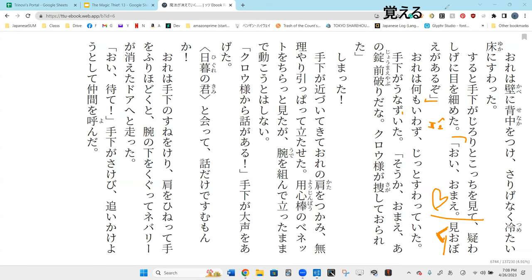Basically. So, oboeru is to remember, but now we have a compound word using miru, right? So, miru plus oboeru. We're combining the meanings together rather than saying I look and I remember, to basically mean I see you and it's jogging my memory. So, you look familiar is mi oboe. I know you. I've seen you before. Ore wa nani mo iwazu. I didn't say anything.